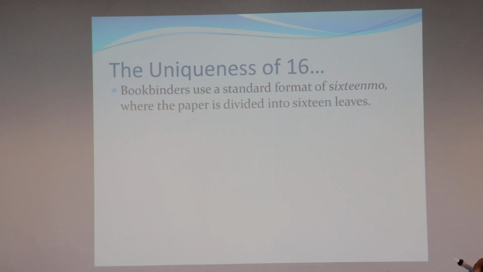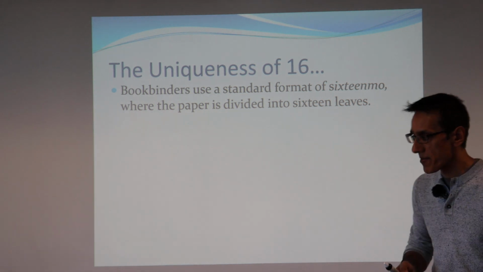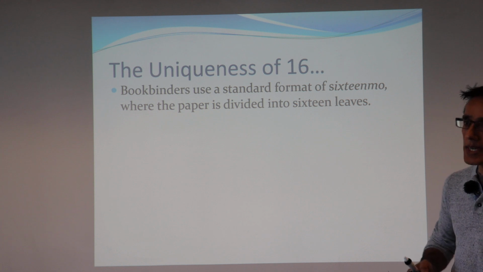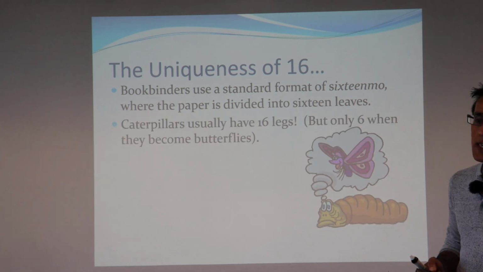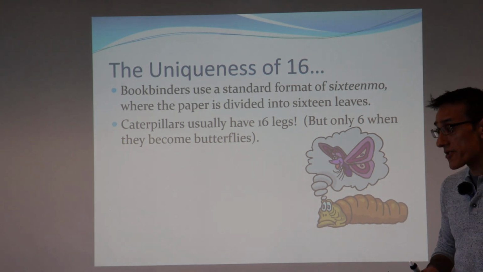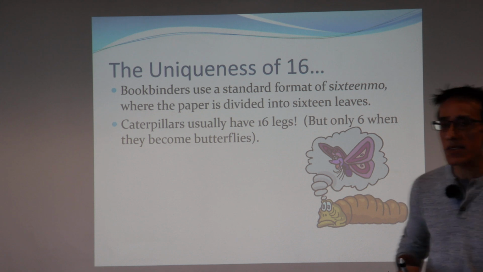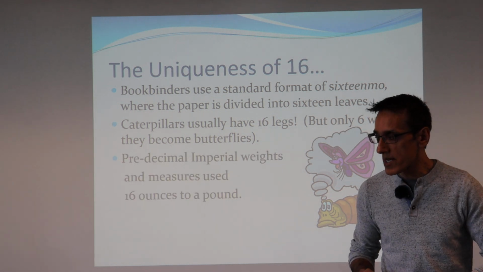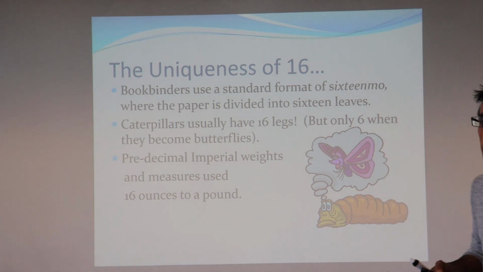Some more facts about 16. Bookbinders use a standard format, something known as 16mo, where the paper gets divided up into 16 leaves or 16 pages. Caterpillars usually have 16 legs, only 6 when they become butterflies. Pre-decimal imperial weights and measures used 16 ounces to a pound.